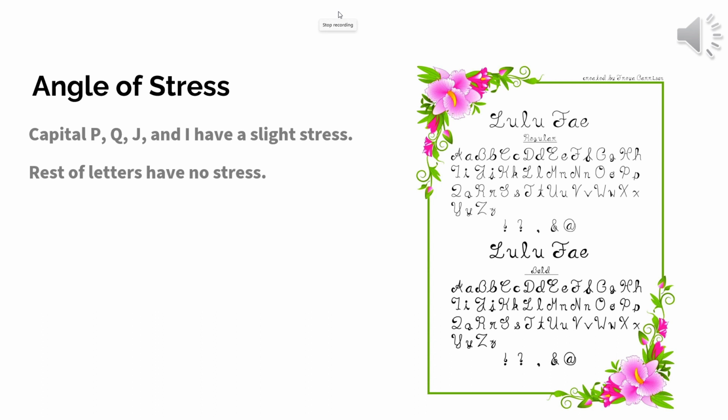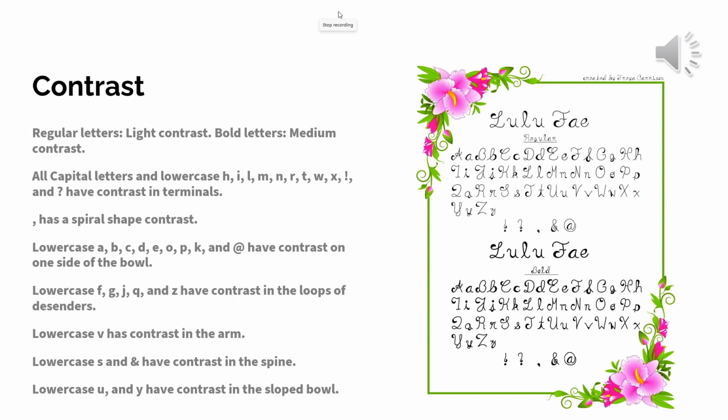My font didn't really have an angle of stress except for certain characters. For example, capital P, Q, J, and I have a slight angle of stress. It's slightly angled to the right a bit. And then the rest of the letters have none. My font had very slight contrast except for the bold. The bold had a more medium contrast and the regular had light.